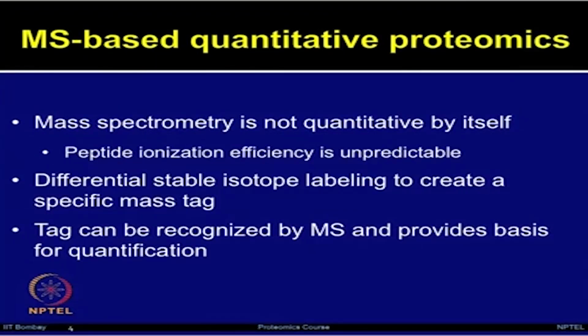So, as we discussed, the mass spectrometer is not a quantitative technique by itself due to the peptide ionization efficiency, which is unpredictable. So, differential stable isotope labeling is used to create specific mass tags. The different types of mass tags which are currently very promising for various quantitative proteomic applications include ICAT, iTRAQ, SILAC as well as various other tags. So, these tags can be recognized by MS and provide the basis for quantification.